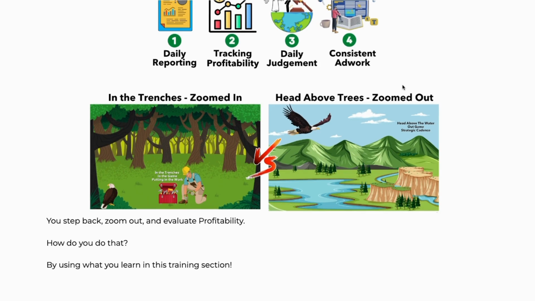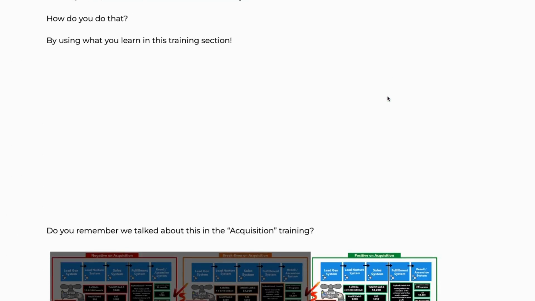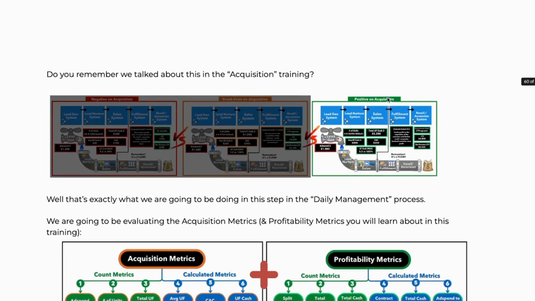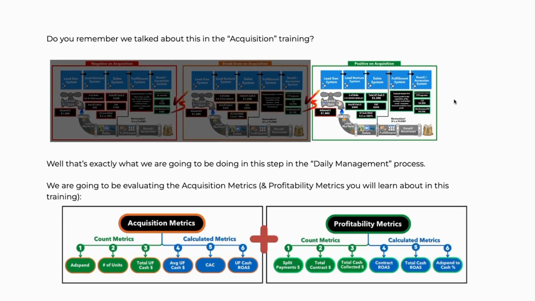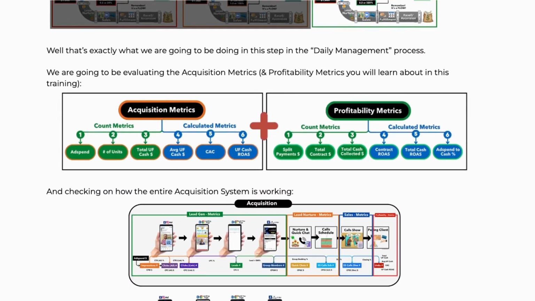Now, how do we do that? Guess what? That's exactly what you're going to learn inside of this training section. When we talked about the acquisition training previously, that's what we're talking about. When we say tracking profitability, tracking acquisition, all of that, this is a part of that daily management process. We're going to be evaluating the acquisition metrics as well as the profitability metrics, which you're going to learn about inside of this training section in just a little bit.